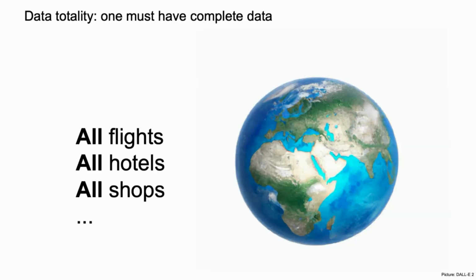Then we have data totality. That is yet another motivation, is that if you are a website that, for example, allows you to search for the cheaper flights or the cheaper hotels, then you want all of them, or as many of them as possible, right? It only makes sense if you have a whole coverage, right? So this is also another reason why we want to store the data.